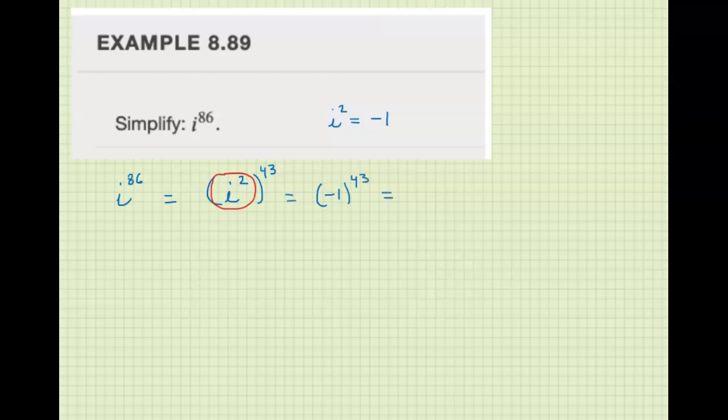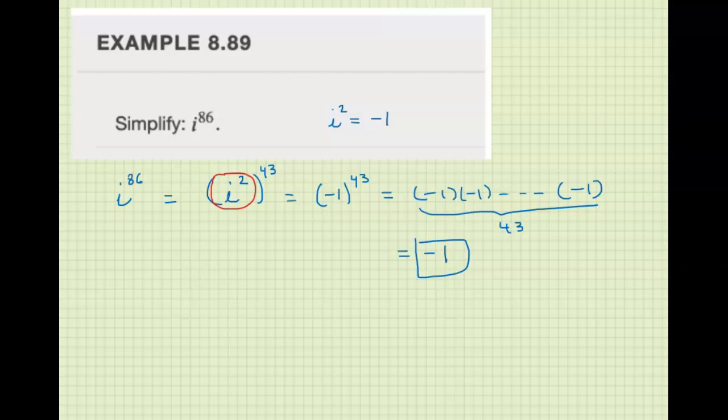Well, negative 1 to the 43rd power means negative 1 times negative 1, and there are 43 of them. 43 negative 1s that I'm going to multiply together. And the answer would just be negative 1, because 1 times 1 times 1 times 1, no matter how many you have, is 1. And because you have an odd number of negative signs, you get negative 1.